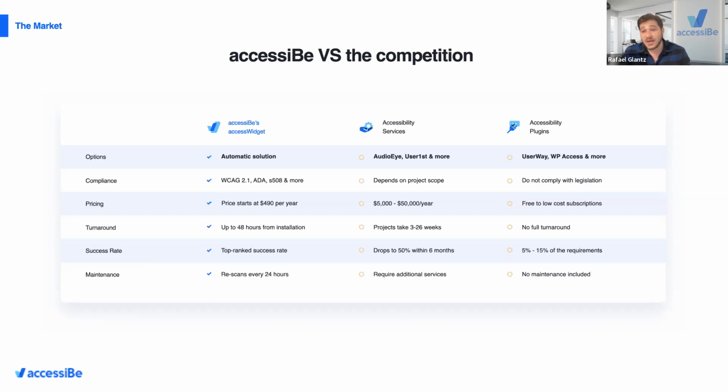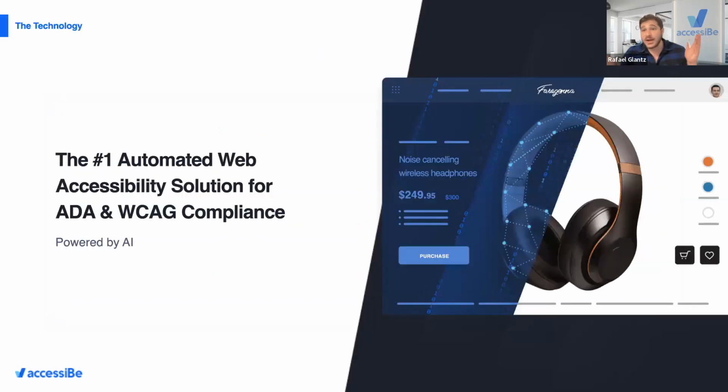And it needs to be widespread. Less than 2% of the internet is accessible right now. So that's why our product is the way it is. We start at less than $50 a month, can make a website accessible in 48 hours or less. And we even rescan every 24 hours so you stay accessible. We are, by the way, #1 right now on planet Earth, which is super exciting.